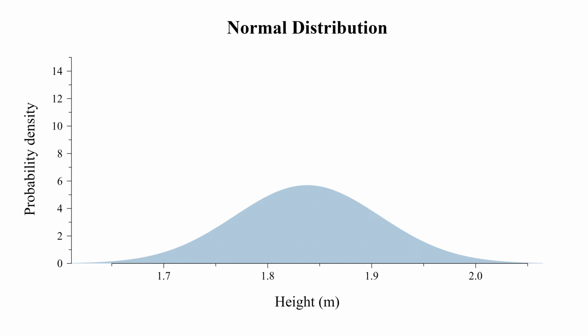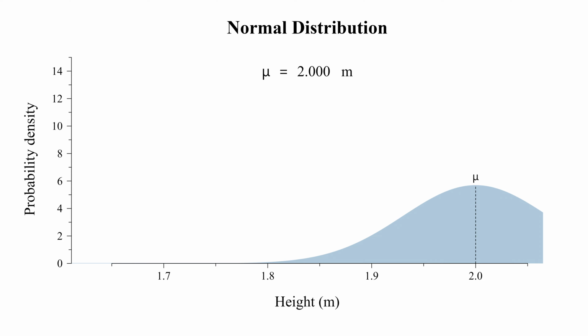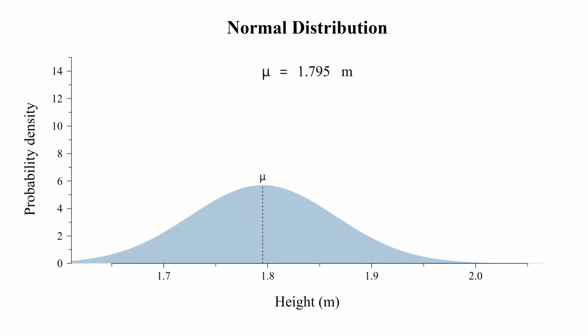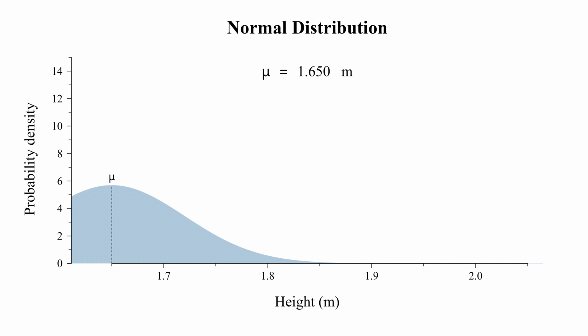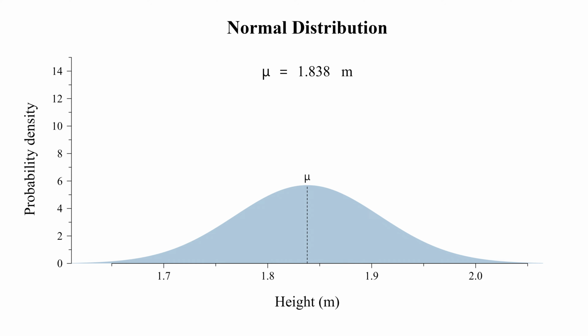A normal distribution has 2 parameters. The first one is the mean, represented by the Greek letter mu. The mean tells us where observations are expected to be on average. It can be any positive or negative number or 0. If we increase the mean, the distribution shifts to the right. And if we decrease the mean, the distribution shifts to the left. In case of adult male height in the Netherlands, the mean is about 1.838 meters.